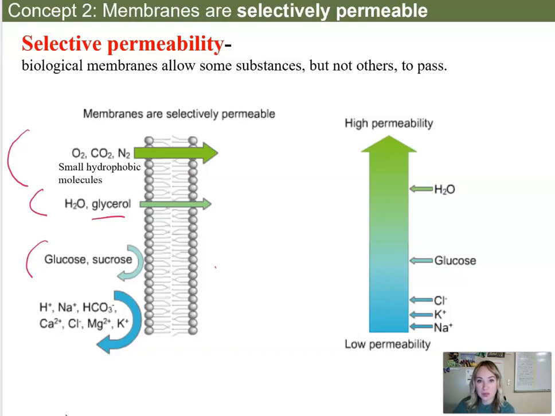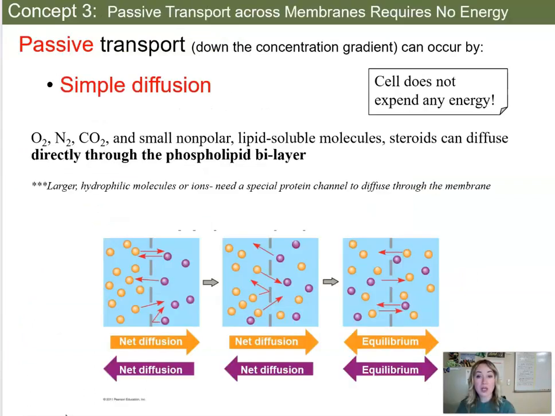They would have to use specific carrier molecules, such as carrier proteins. And then ions, because they do have a charge, will not be able to cross the membrane, that phospholipid bilayer, directly. They will need to utilize specific protein channels as well.